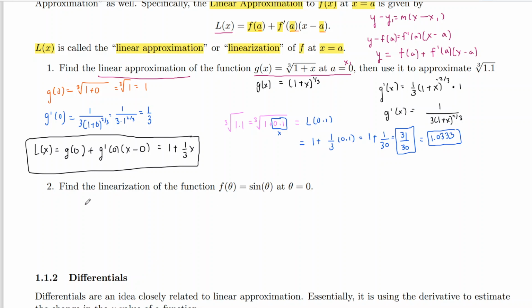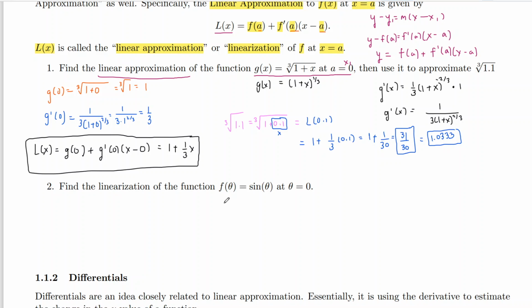And it says, find the linearization of the function f of theta equals sine of theta at theta equals 0. We don't want to do anything with it. We could use it to approximate sine of very small angles since it has to be close to 0. But I just want you to see the power of linearization.